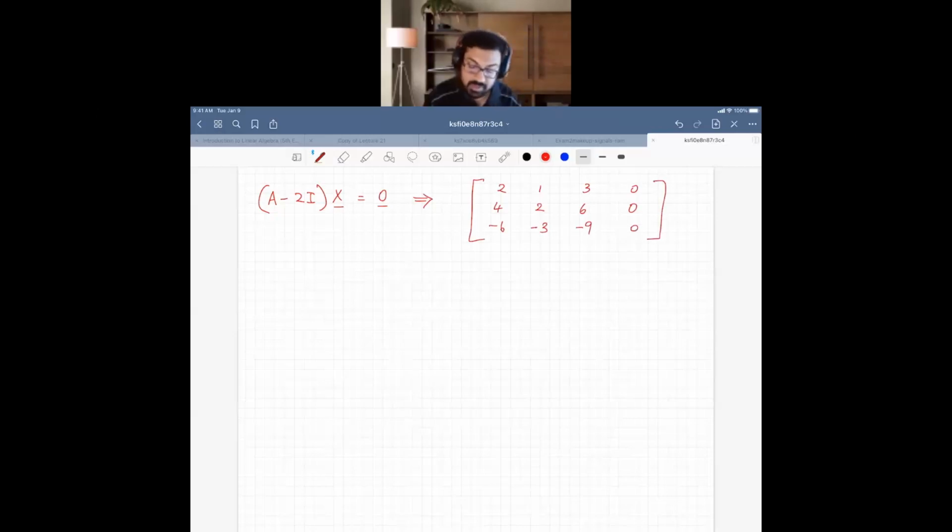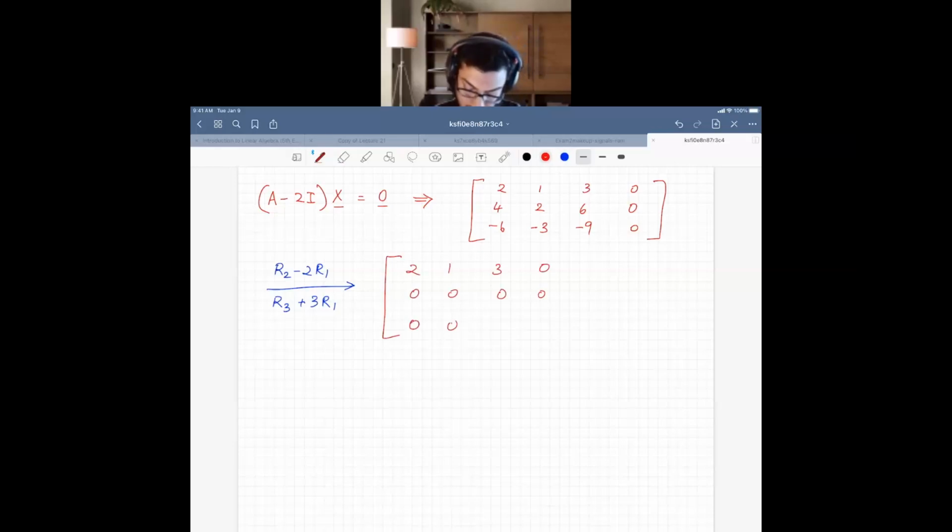And you can see that the second row is a multiple of the first one. The third row is also a multiple of the first one. So you can do row reductions to get rid of the second and the third row. So if you did something like this, let's see, row 2 minus 2 times row 1, and row 3 plus 3 times row 1, what you get is only the first row. Everything else will go to 0.